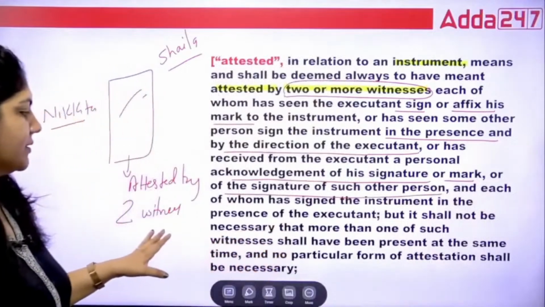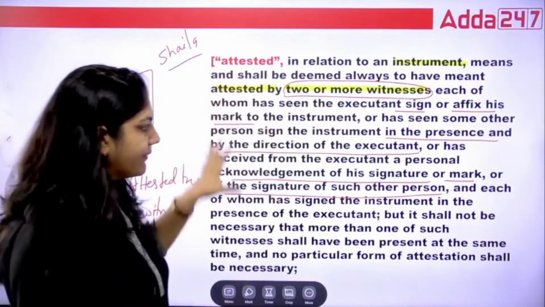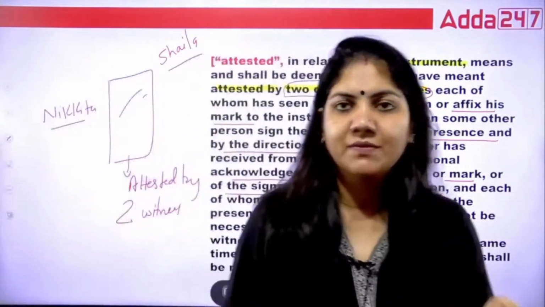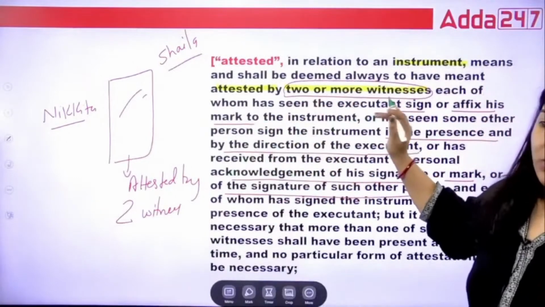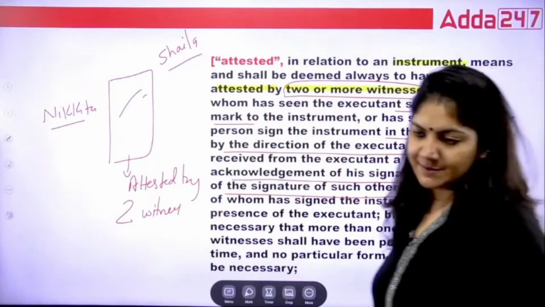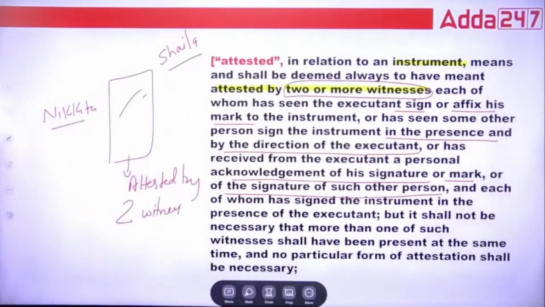So this is your attested. No need to learn everything. The main crux of attestment is that at least 2 or more witnesses are required. That's it, class. Okay, so this is your complete sentence, that is attestment.